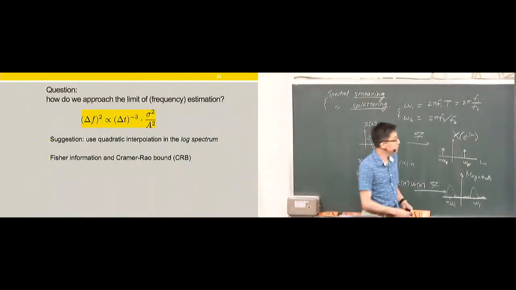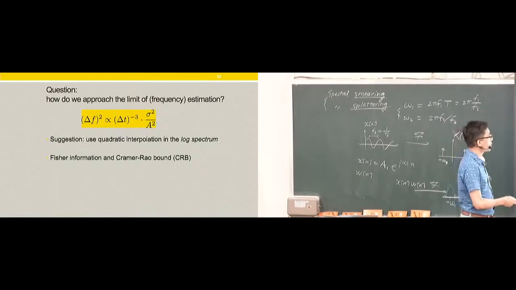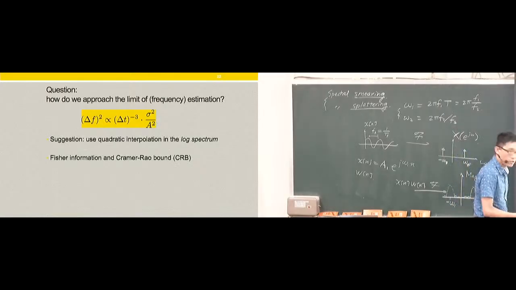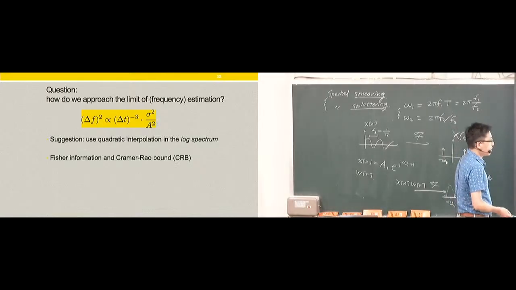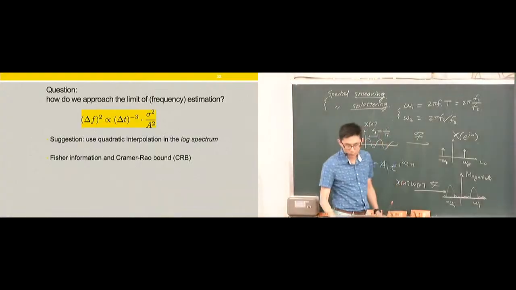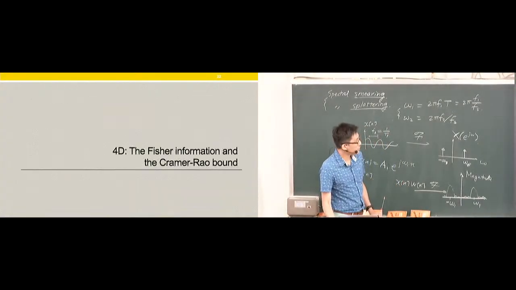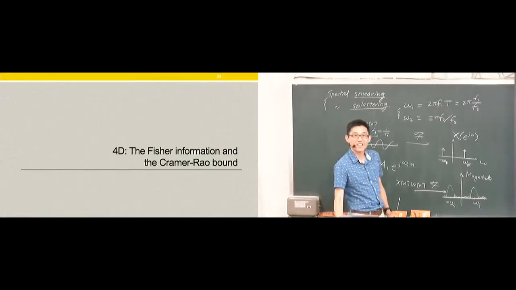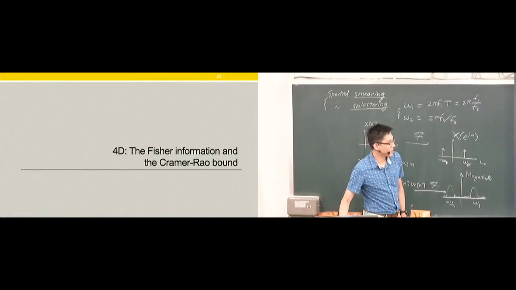If you search for a keyword, the keyword you want to ask your AI about, it is called Fisher information and the Cramer-Rao bound. Just for your reference, Fisher information and Cramer-Rao bound. And then I'll quickly go through Fisher information and the Cramer-Rao bound in 10 minutes.